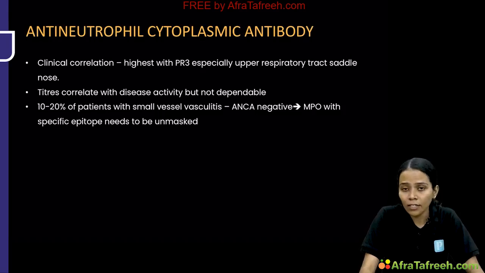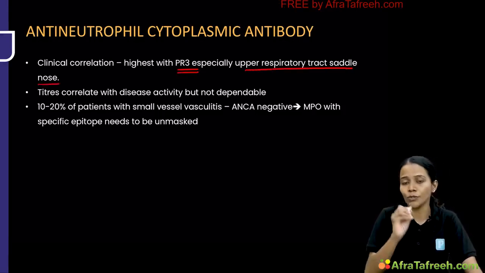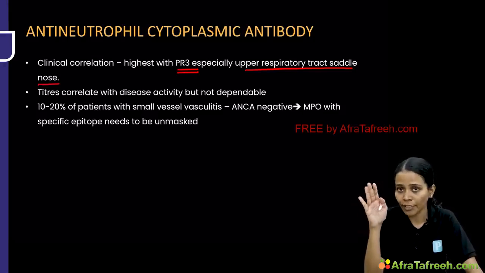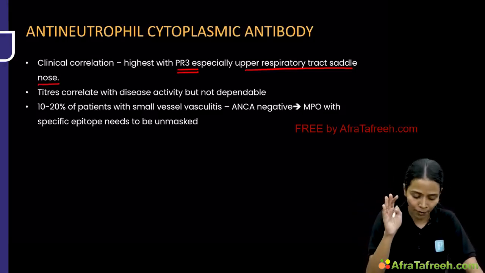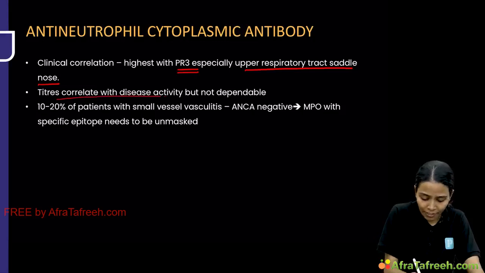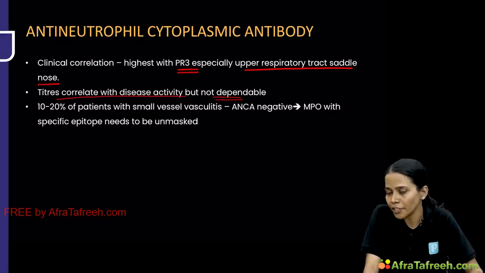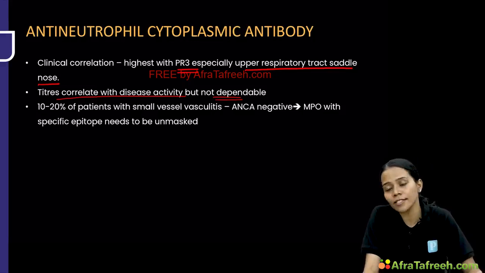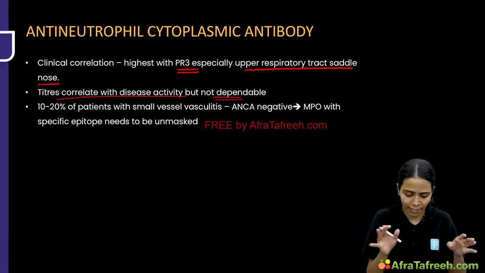Now, the clinical correlation of ANCA is highest with PR3, especially when upper respiratory tract involvement is there, like saddle nose. So, if PR3 is very high, then you are going to suspect that upper respiratory tract involvement can occur in this patient. For example, Wegener's granulomatosis or GPA. And these titers correlate with disease activity, but it is not dependable. Just because the titer is high doesn't mean that your patient has not responded to therapy. Okay, there are some cases where it responds to therapy also and still the titer is high. So the titer and the disease activity are not very interrelated.